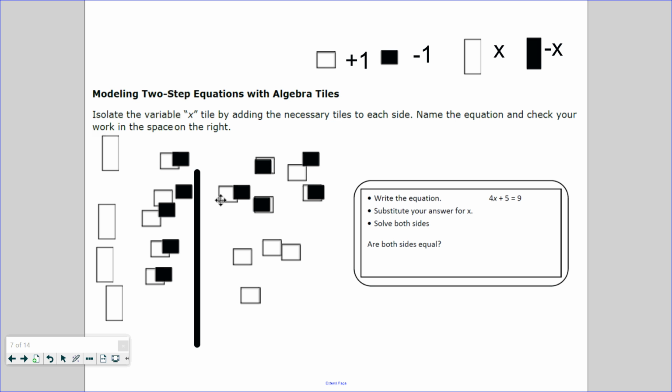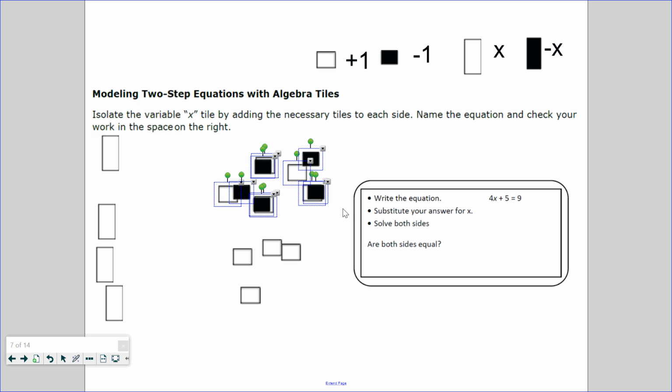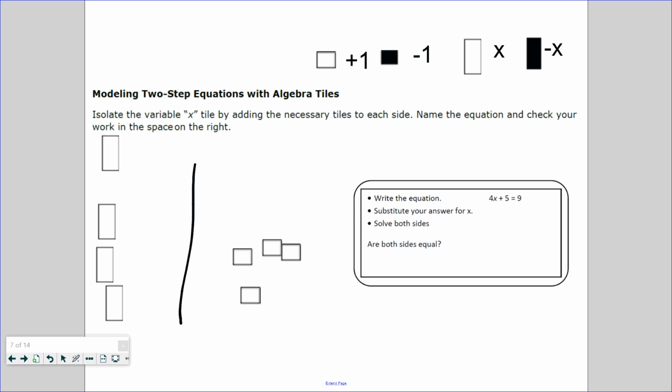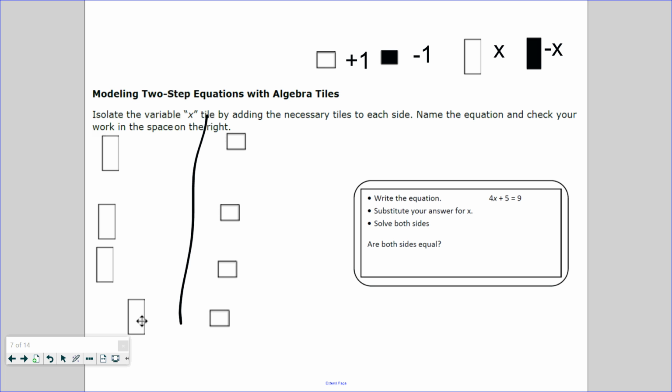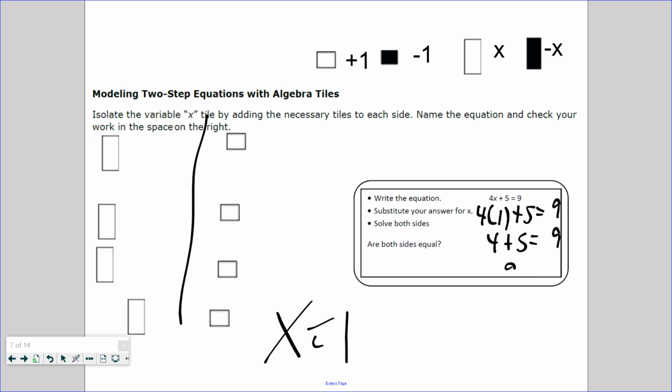So all of these zero pair out. Let's divide these 4 positives into 4 groups. So each x is equal to 1. To check your work, substitute the answer for x. 4 ones plus 5 equals 9. What's 4 groups of 1? 4. And what is 4 plus 5? 9 equals 9. Check mark.